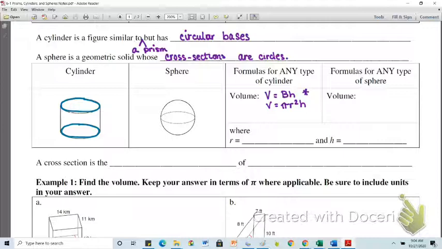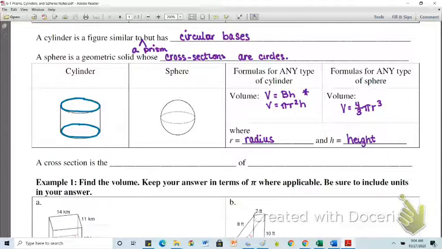And volume of a sphere, this one you do have to memorize. There's nothing similar about it. It's 4/3 pi r cubed. Where remember r is your radius, the distance from the center of the circle out, and h is your height or altitude.